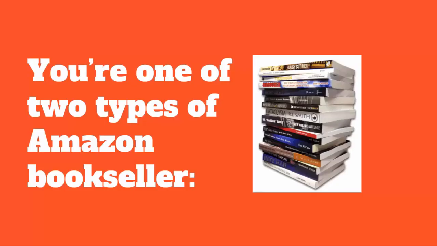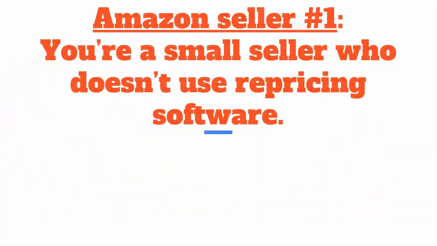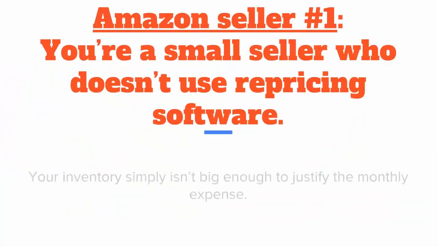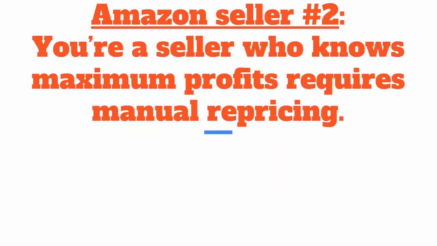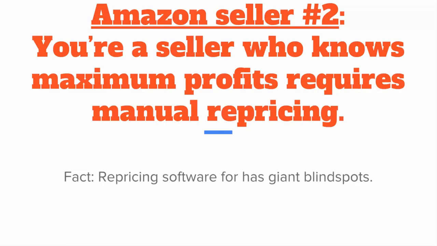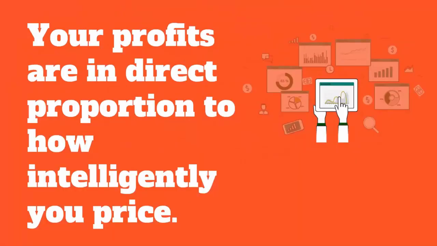So if you're watching this, you're probably one of 2 types of Amazon bookseller. Amazon bookseller number 1, you're a small seller who simply does not use repricing software. Your inventory simply isn't big enough to justify the monthly expense. Or you're Amazon bookseller number 2, you're a seller who knows that maximum profits require manual repricing. It is simply a fact that repricing software has massive blind spots and they actually don't reveal this to you. So your profits are in direct proportion to how intelligently you reprice your inventory.